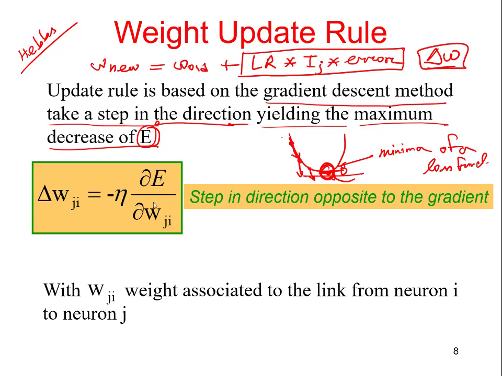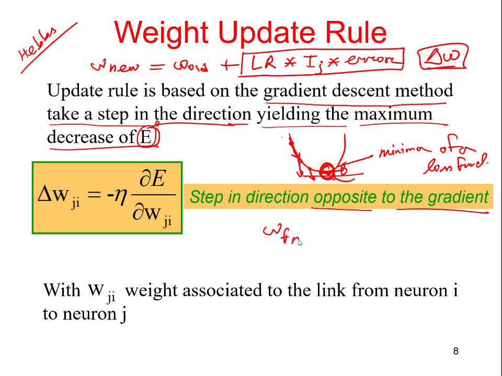So why are we taking a minus sign? Because the step is in the direction opposite of the gradient. Normally the gradients are upscale, so we are actually going down, and that's why the gradient is in a minus position. So what about Wji? The Wji is nothing but the associated weight link from neuron i to neuron j.